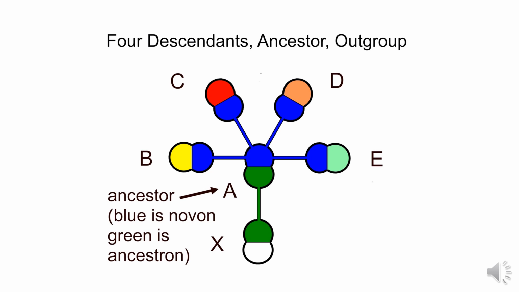The ancestor A creates a novan in blue that it gives to all 4 descendants. This may allow them to survive best in the ancestor's home region, that is, sympatrically. The descendants develop their own novans for survival in some potential allopatric niche. All of this is powered by natural selection.